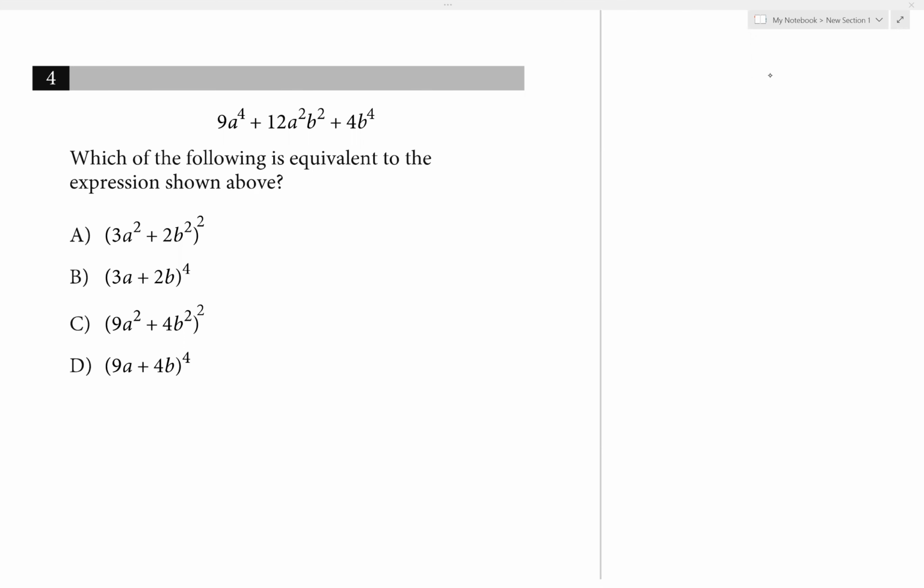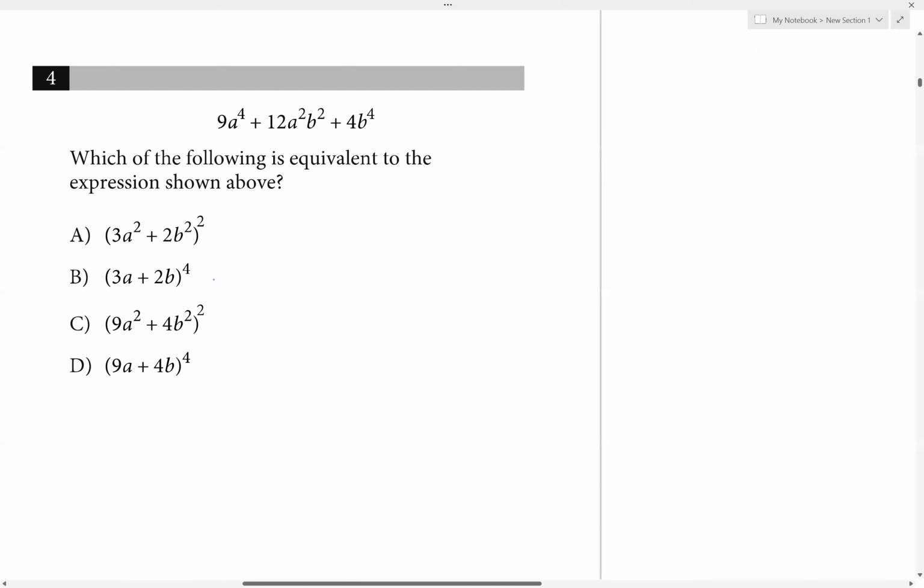Right, number 4, we have 9a to the 4 plus 12a squared b squared plus 4b to the 4th. Which of the following is equivalent to the expression shown above? All right, so we have to go through the answer choices and see which one is equivalent to that. But the good news is we don't necessarily have to multiply them all the way out.